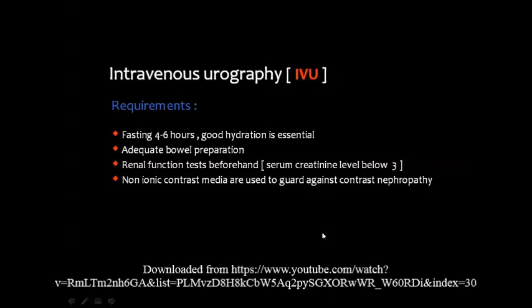Then the intravenous urography requires injection of contrast media. The patient should fast for about 4 to 6 hours, and then we ensure adequate bowel preparation similar to the plain UT, and we also should ensure a good renal function before injecting this contrast material.